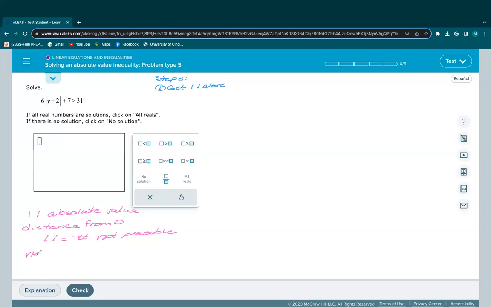So never distribute into the absolute value. They are not parentheses, do not distribute into them. We would treat it like a variable when we're getting with that. So we're going to get the absolute value by itself. Two, we're going to think number line. And when we think the number line, solve both distances.